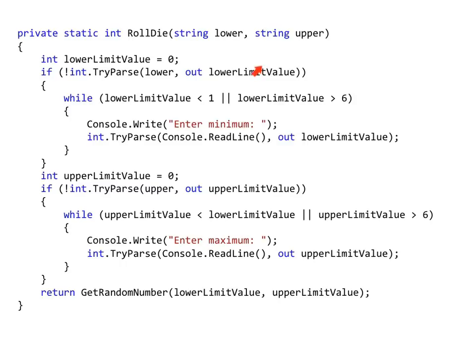If it's not successful, then it gets a user to enter a minimum value here, and it will stay in a loop until they enter a value between 1 and 6. It then further down does the same for the upper limits. So you can see what it's done is those lower and upper limits, it basically checks that it can put those into integers. If it can, it will get you to enter a number, and then it calls get random number.